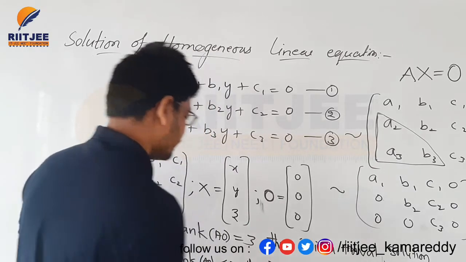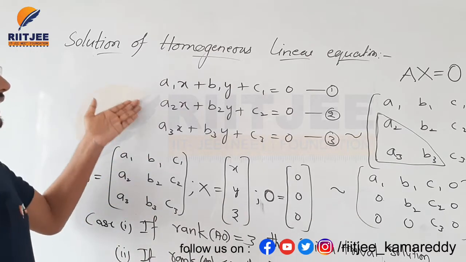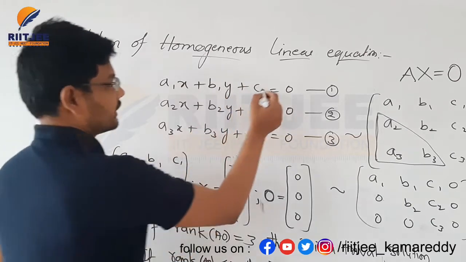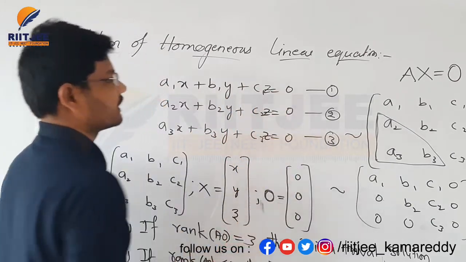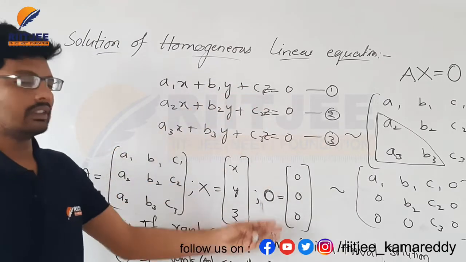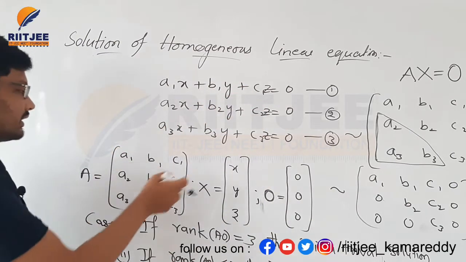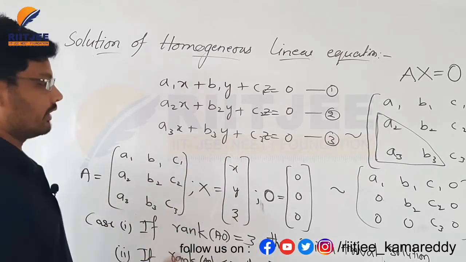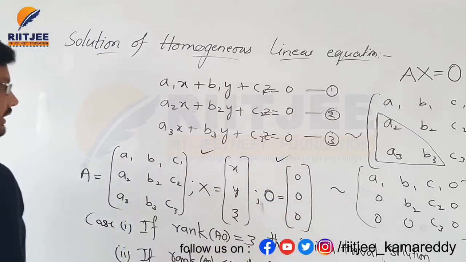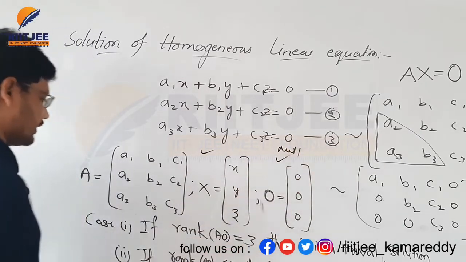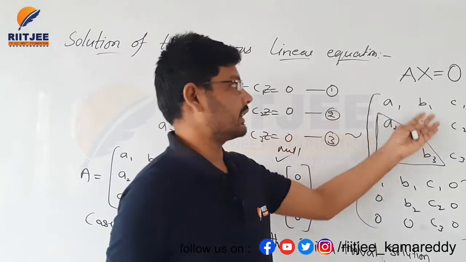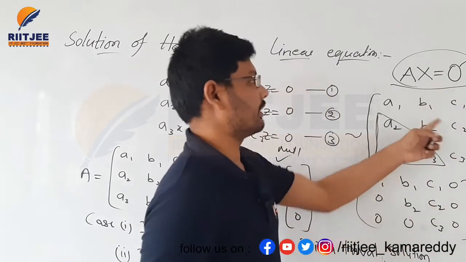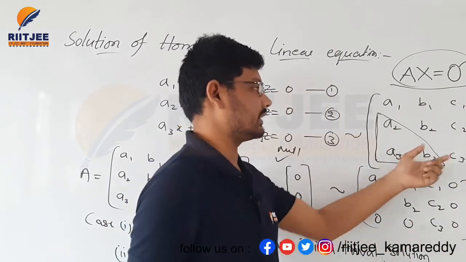This is the condition here, and we have three linear equations a1x plus b1y plus c1z is equal to 0. Here z is a variable, and a1 b1 c1 a2 b2 c2 a3 b3 c3 is a coefficient matrix, xyz is a variable matrix and O is a null matrix. From this we need to frame an augmented matrix equation: AX is equal to O, a null matrix, with a1 b1 c1 0, a2 b2 c2 0, a3 b3 c3 0.